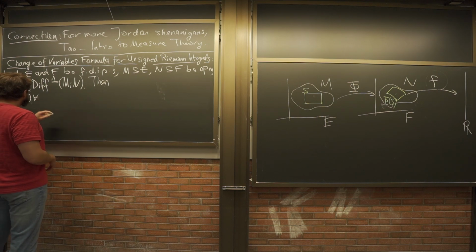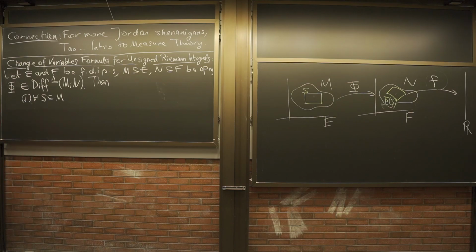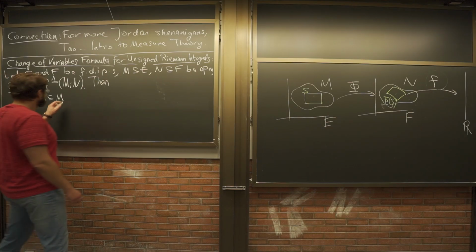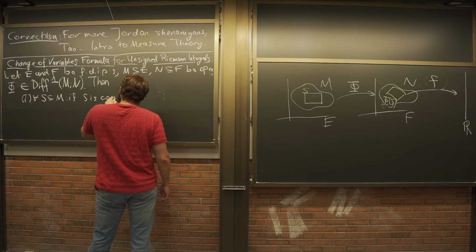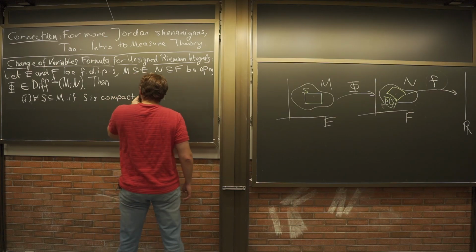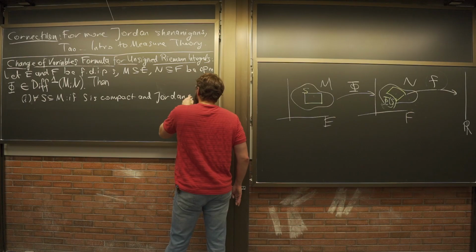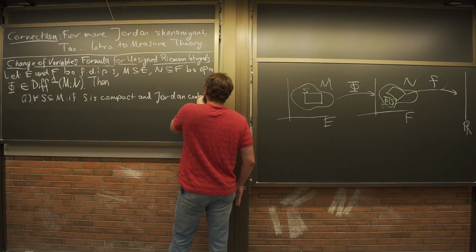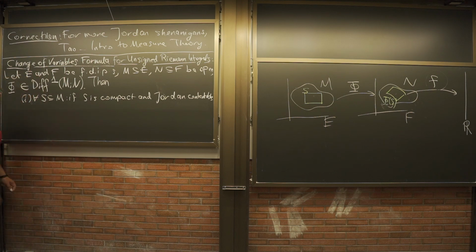For any subset S in M, if S is compact and Jordan contentable, then its image too is compact and Jordan contentable in N.